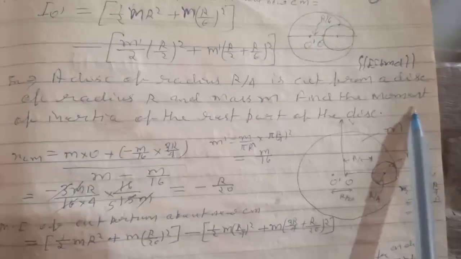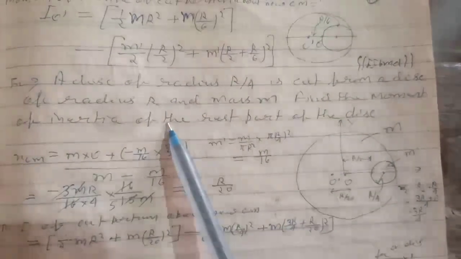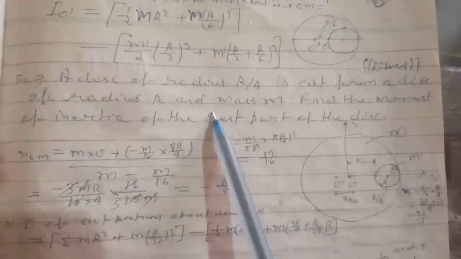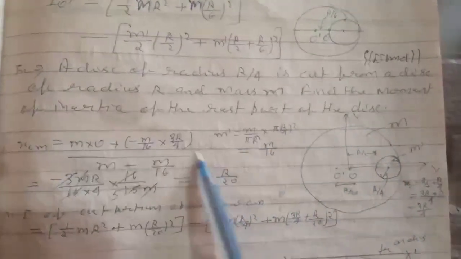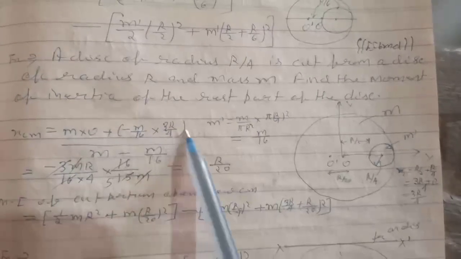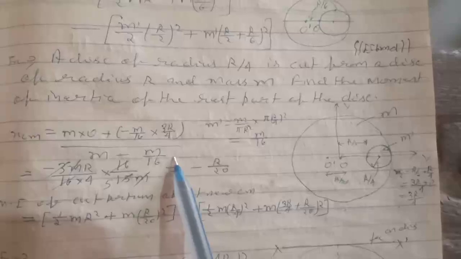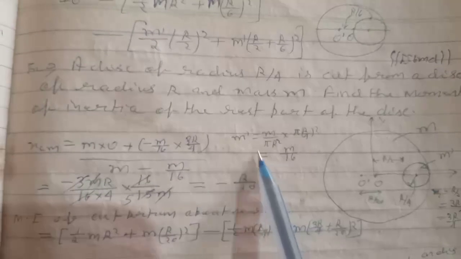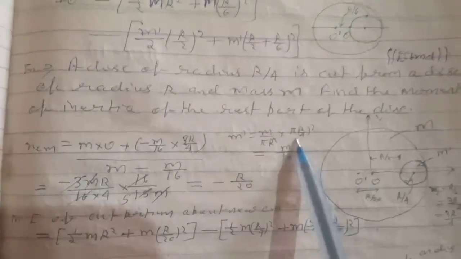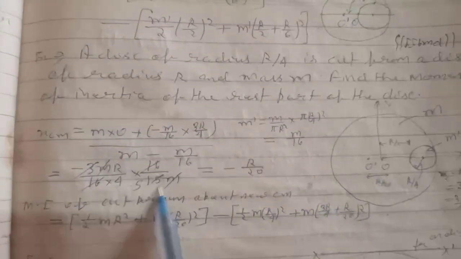A disc of radius r by 4 is cut from a disc of radius r and mass m. Find the moment of inertia of the rest part of the disc. Here xcm equals m into 0 plus (minus m by 16) into 3r by 4, divided by m minus m by 16, equals... m dash equals m by pi r square into pi (r by 4) whole square, m by 16, and solving we get minus r by 20.